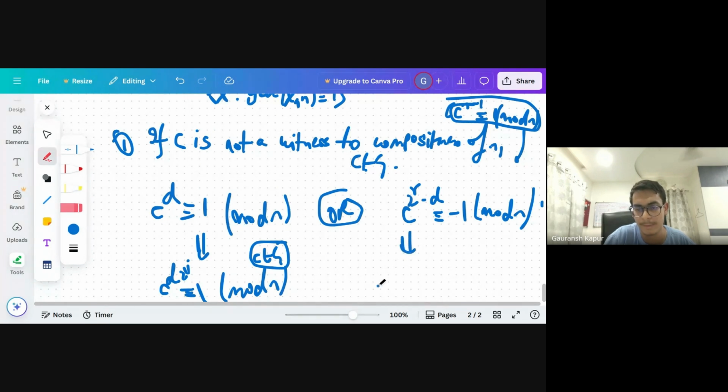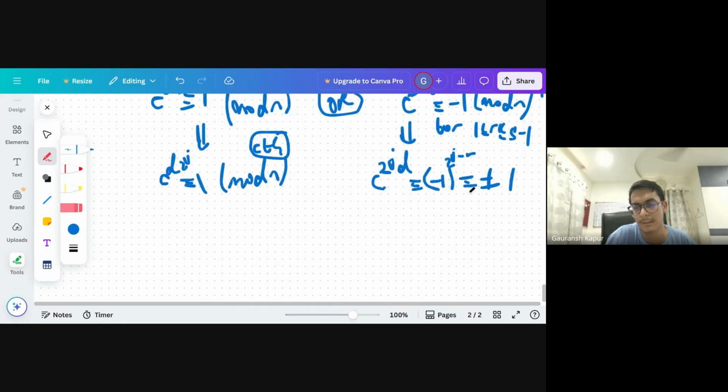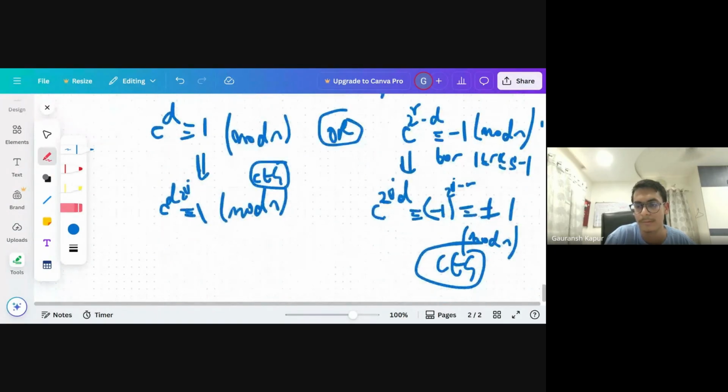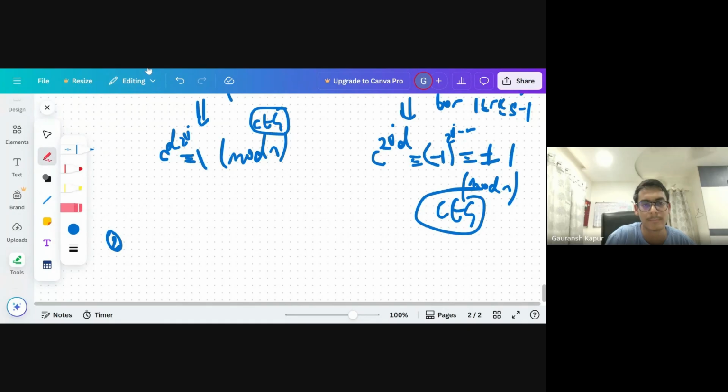Or even if the other one was true, then of course c^(2^j times d) will also be minus 1 raised to some power, so it is plus or minus 1 mod n. So even then c is in G. I hope the first part is clear. So what we are saying is that if c is indicating to you that n is prime, even though n is composite, then c must be in the group G. Is this clear? You guys can show a thumbs up if it's clear, or if there are any doubts. Okay, cool.